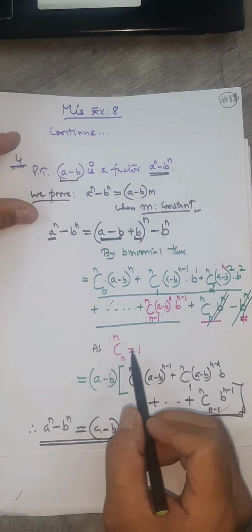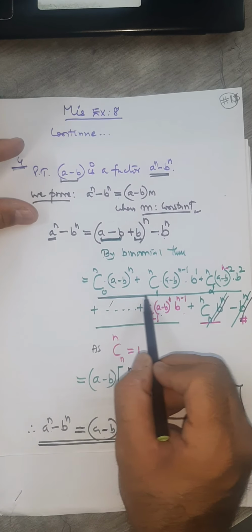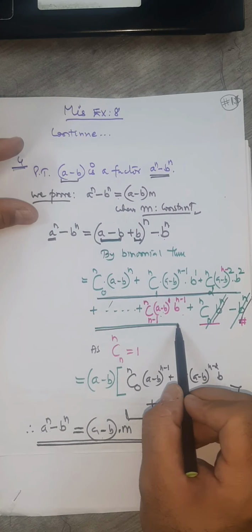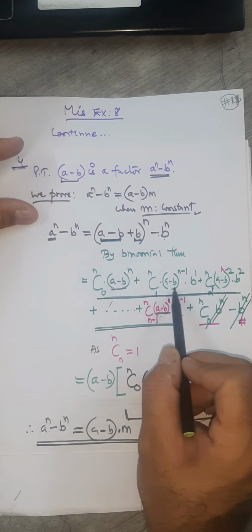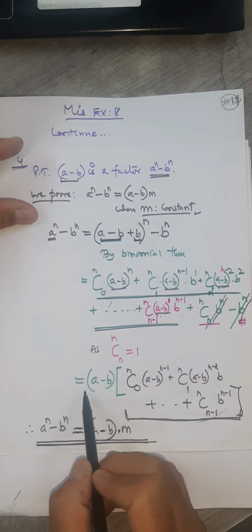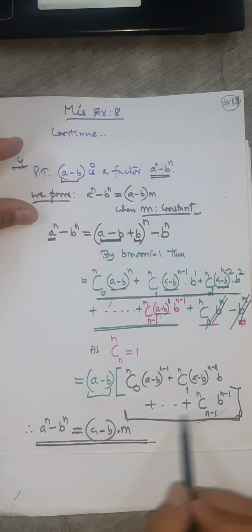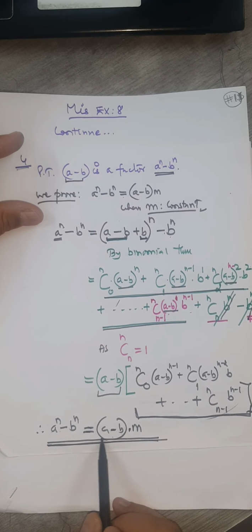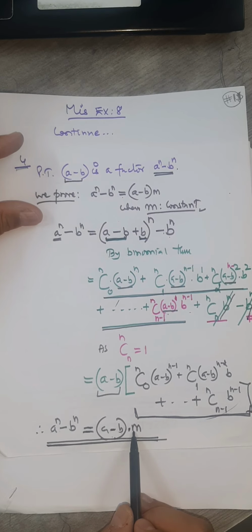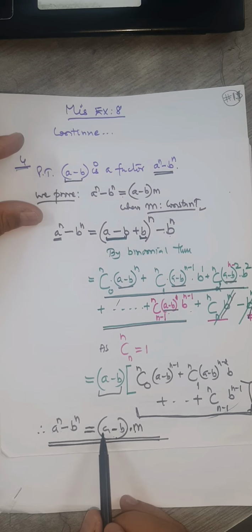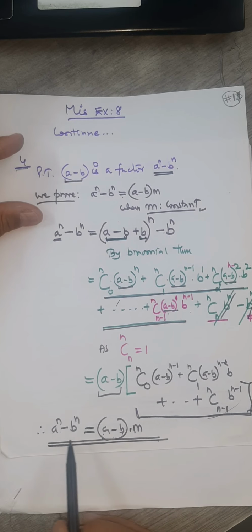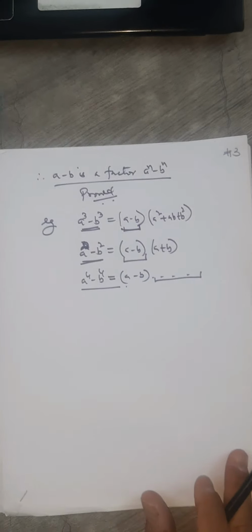Fine? And from all the remaining terms, what is common? A minus b is common. You see, minimum you will find a minus b. So taking a minus b common, and this is some constant. And therefore you can say a minus b into some constant. And therefore the conclusion is a minus b is a factor of a raised to n minus b raised to n.